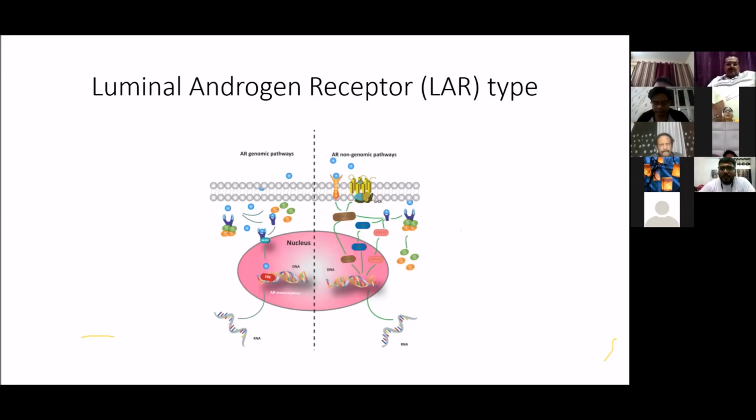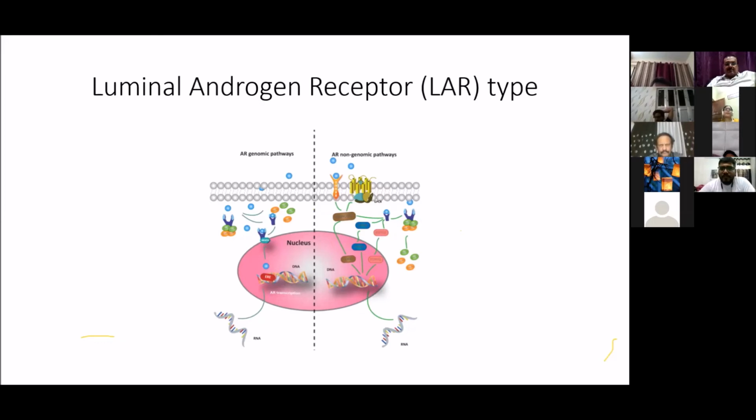These are again steroid receptors, and some studies have shown that it is present in up to 90% of all breast cancers, but it varies according to the ER status. So these are steroid receptors. They can work in two ways: one is the genomic pathway and the other is the non-genomic pathway.